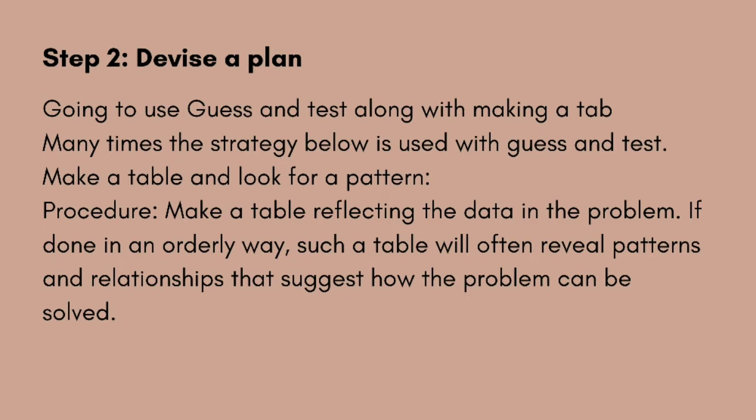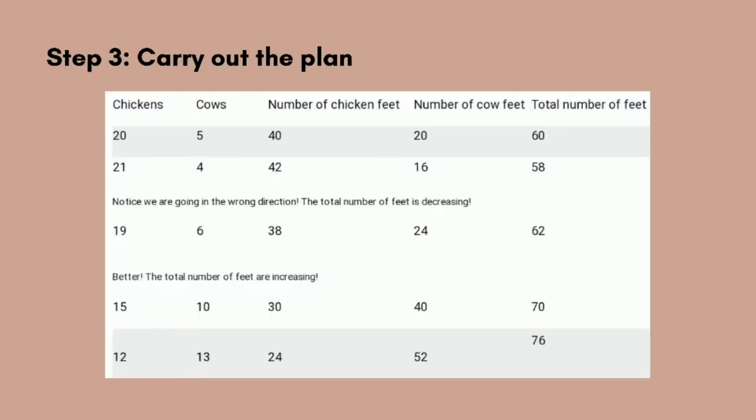After understanding the problem, let's move on to devising a plan. So, we're going to use guess and test along with making a table. Many times the strategy below is used with guess and test. Make a table and look for a pattern. So, make a table reflecting the data in the problem. If done in an orderly way, such as a table, it will often reveal patterns and relationships that suggest how the problem can be solved. So after devising a plan, we will now carry out the plan.